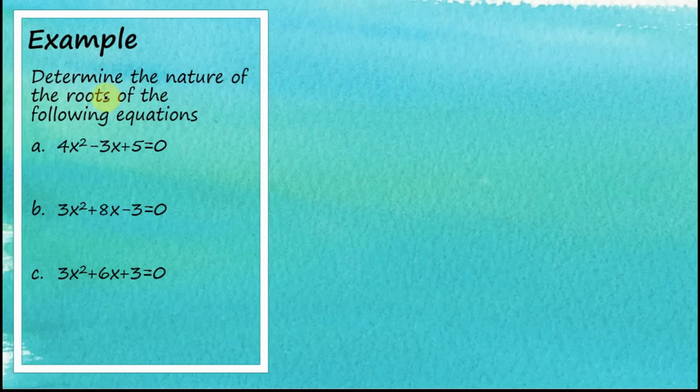Determine the natures of the roots of the following equations. 4x squared minus 3x plus 5 equals 0. Now to determine the natures of the roots, we need to know the coefficients a, b, and c. So for question number 1, our a is equal to 4, our b is equal to negative 3, and c is equal to 5. Okay, and then we have this b squared minus 4ac.